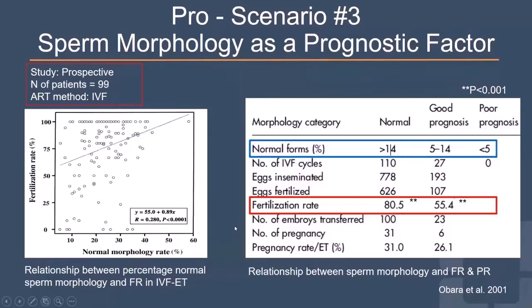In a further study, Obara et al. also showed a highly significant positive correlation between normal morphology and fertilization rate. And they confirmed those data previously published by Kruger et al. Higher fertilization rates were observed in patients with normal sperm morphology when compared with those with good prognosis pattern and poor prognosis pattern, where basically no fertilization took place.